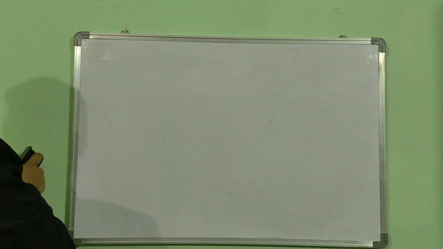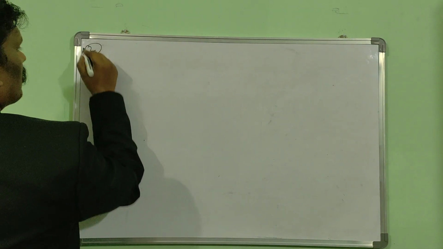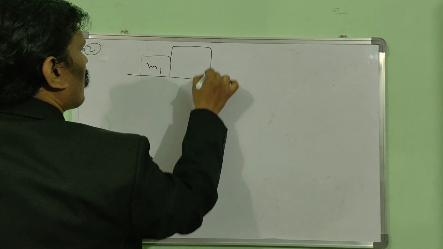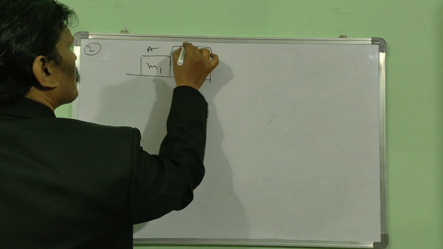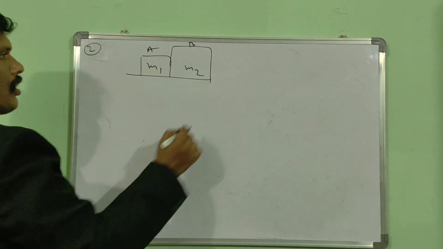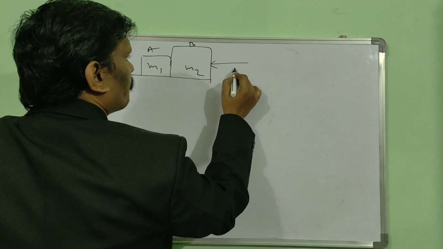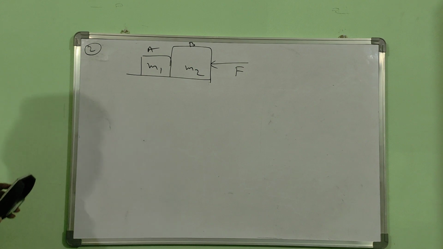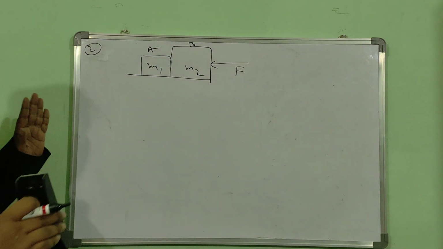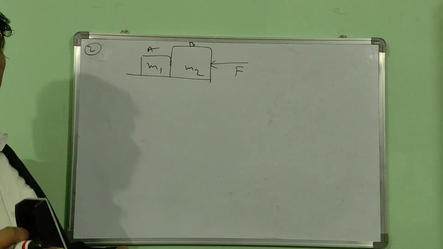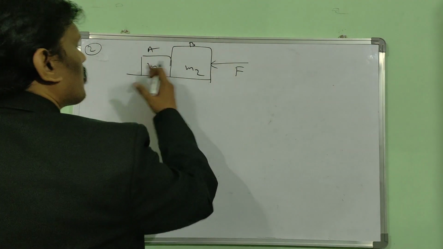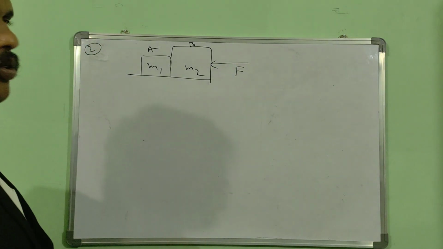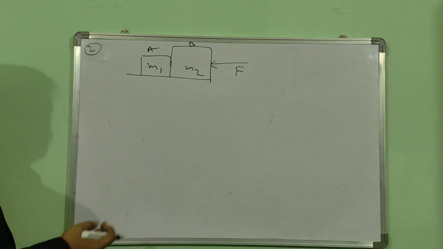Next case. Suppose I consider this is M1, block A, and block B, M2. This is block A, this is block B. I am going to assume M1 and M2. Now the force pushes the M2 side. I am going to push with a force F from the M2 side. Previously we were pushing the system from the M1 side. Now I am pushing the system from the M2 side with the same force F. Then how to solve the problems, we will see.